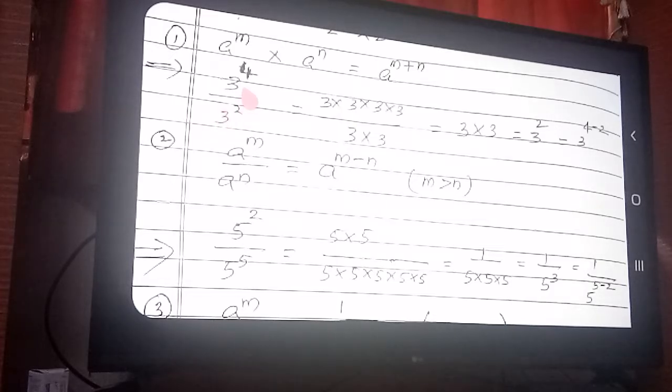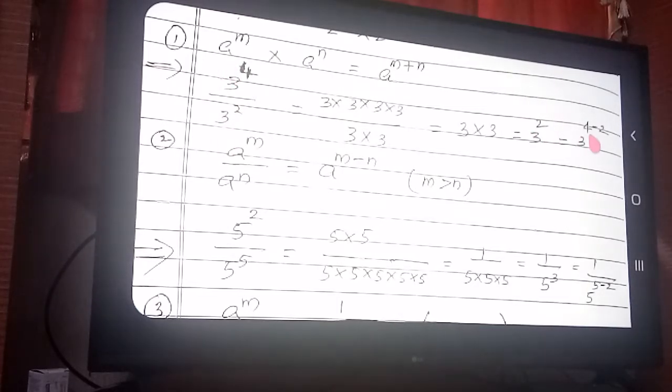For the second formula example, listen. 3 raised to 4 divided by 3 square. 3 raised to 4 means 3 multiplied 4 times. 3 raised to 2 means 3 multiplied 2 times. From up and down, 2 3's are cancelling. So how many 3's remain here? 2. 3 into 3, how many times? 3 square. So how did this 3 square come? How did this 2 come? 4 minus 2.